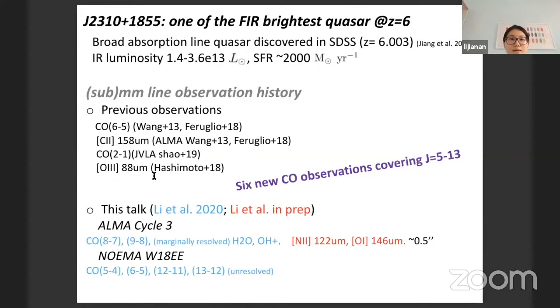So then we start a case study of one of the far infrared brightest quasars, J2310 at redshift 6. This quasar is very interesting, and it has been detected in the low-J to mid-J CO transitions, the C+ line, and also the oxygen 88 micron line. In this talk, I will briefly introduce our ALMA and NOEMA observations of the molecular CO lines and water emission, which have been published in Li 2020, and we also include the fine structure line observations, which is our ongoing work. Our new CO observations cover J equals 5 to 13, and complemented with previous CO 2-1 data, we are probing the CO from J equals 2 to 13.